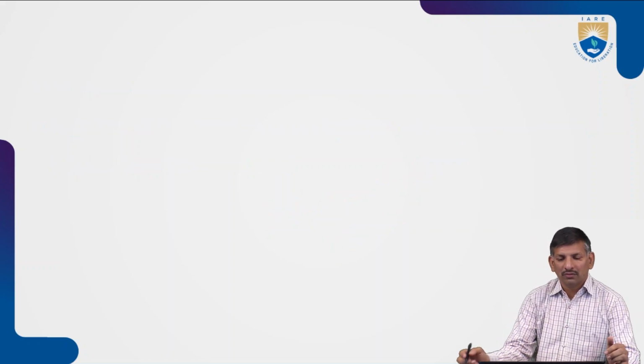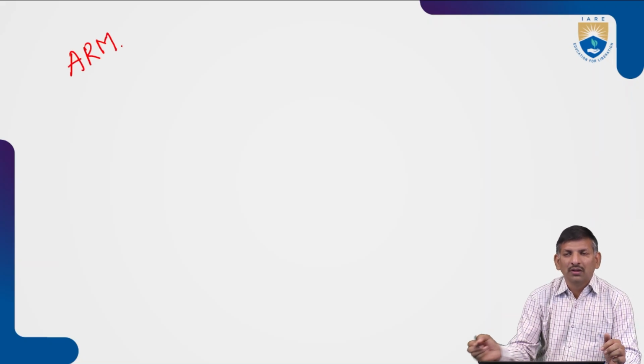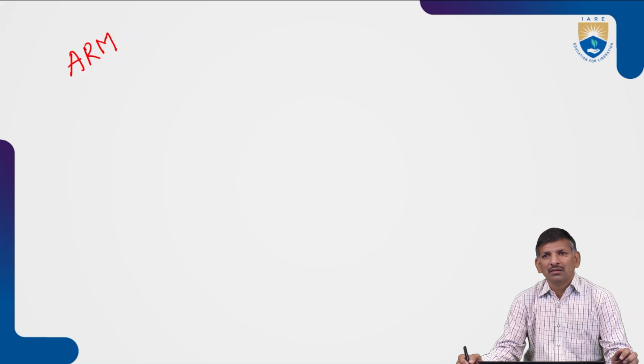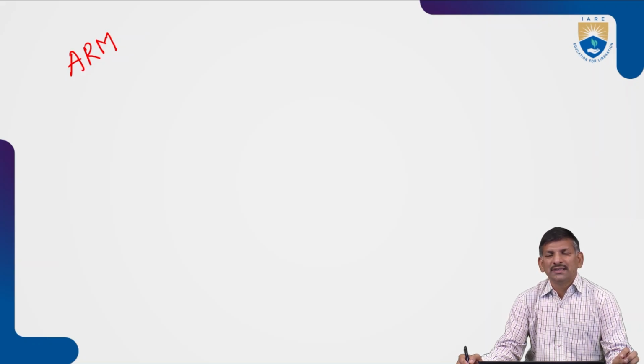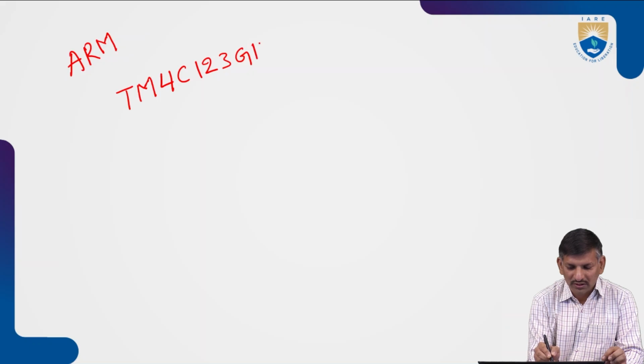First, ARM. ARM means Advanced RISC Machine. It is a processor architecture designed by the ARM Holdings company. This processor architecture is used in microcontroller applications. One of the microcontrollers is TM4C123GH6PM.